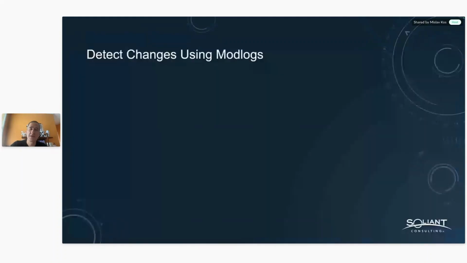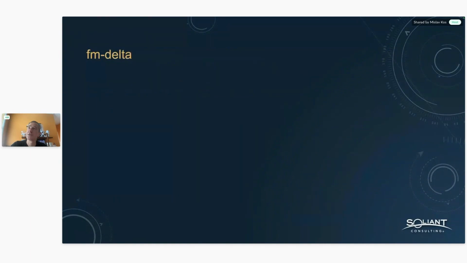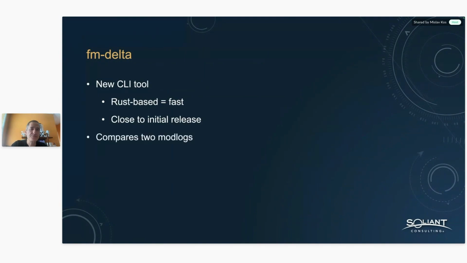And then the next step is to use the mod log from our development copy and our production copy to identify changes. And to do that, we need to line up the two mod logs and compare them. So there's another project that I'm working on, FM Delta, that's also a command line tool, also Rust-based, also close to initial release. And this will compare those two mod logs. And then it identifies which items change in that comparison. Here's what the output of that is going to look like.